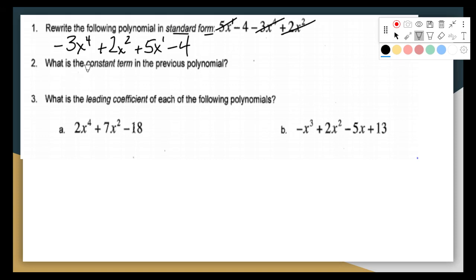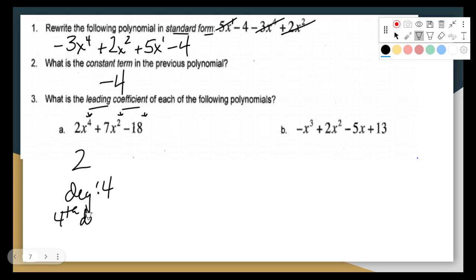Okay, the constant term is the number by itself, -4. The leading coefficient, let's make sure they're in order. 4, 2, 0. They're in order. The leading coefficient is 2, the number in front of the variable with the highest exponent. It's degree 4. Now, we don't have a name for degree 4 in this class, so we just call it fourth degree.